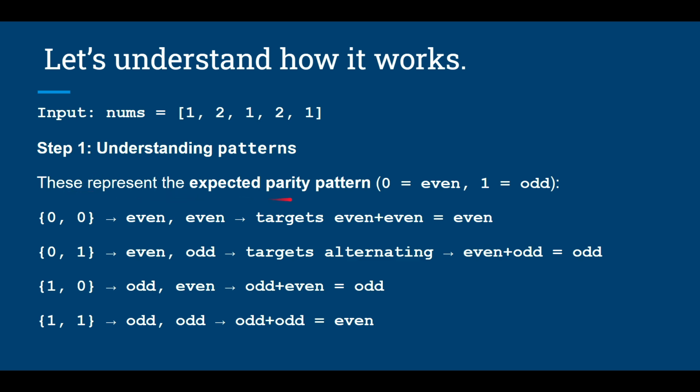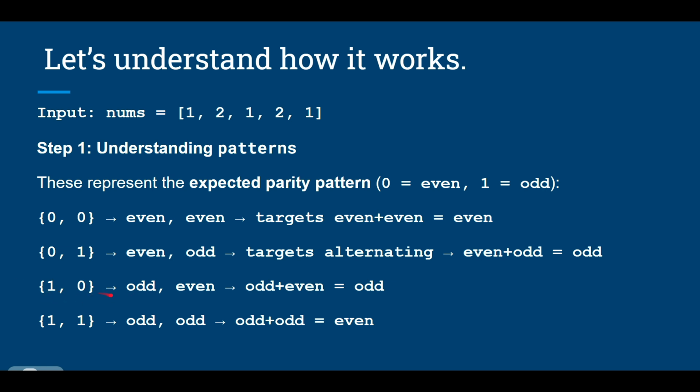These represent the expected parity: 0 for even and 1 for odd. If we have 0 0, this is even, and the target becomes what? Even plus even is even. Then odd plus odd is even. If the pattern alternates, even plus odd gives odd. This is basic elementary math. Let's suppose even is 2 and odd is 1, so 2 plus 1 is 3, which is also odd. If you take 2 plus 2, that gives 4, which is even. Like that you have to think.